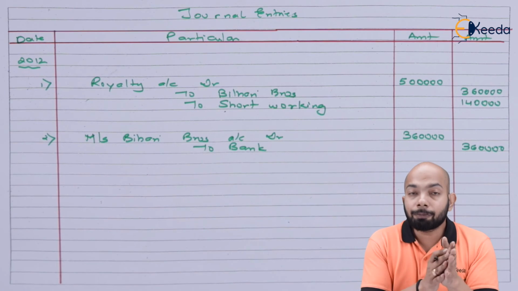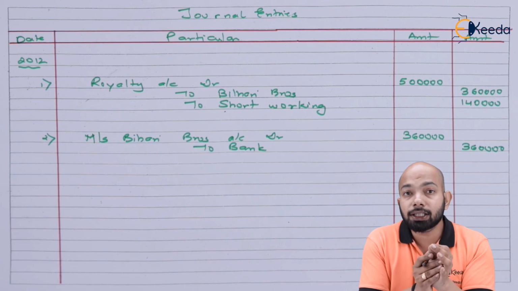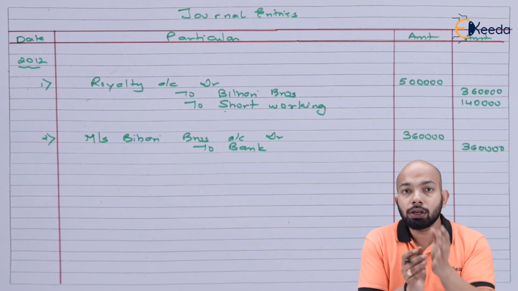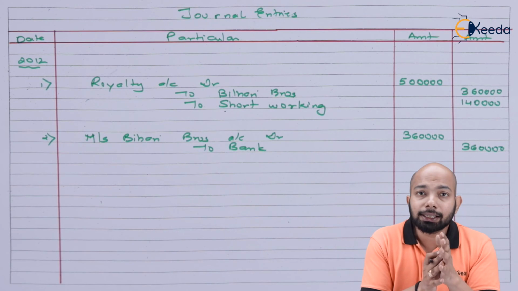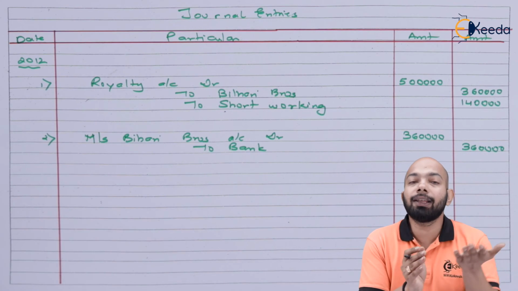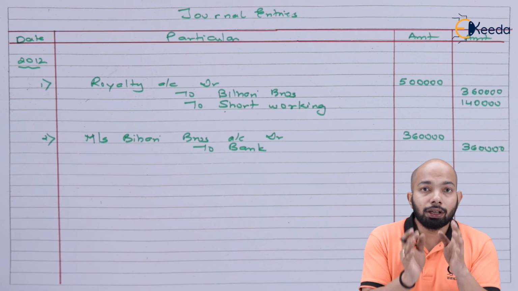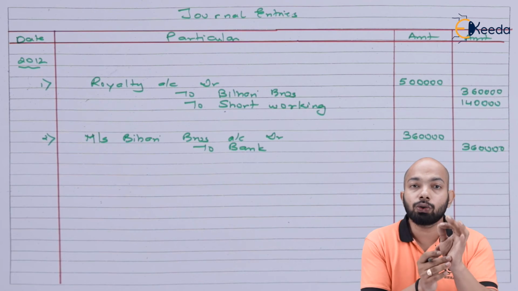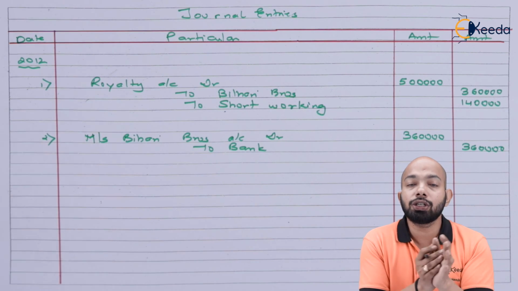So the next entry that we have passed here is Messrs. Bihari Brothers account debit 3,60,000 to bank account 3,60,000. This refers that we have made the payment of 3,60,000 here. Now this 3,60,000 is inclusive of the dead rent and the additional royalty here.